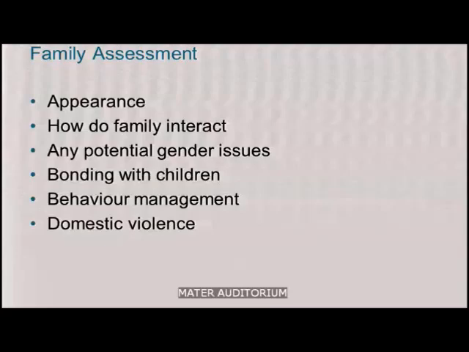One of the great things about having a family come to your practice is we get to see the whole family, and that doesn't always happen with the rest of the people that we see on a regular basis. So you get the chance to assess the family and the dynamics. How does a family interact? Are there any gender issues or red flags that you're seeing that may be cause for concern in the future? How do mum and dad bond with the children? Is that working or is it not?